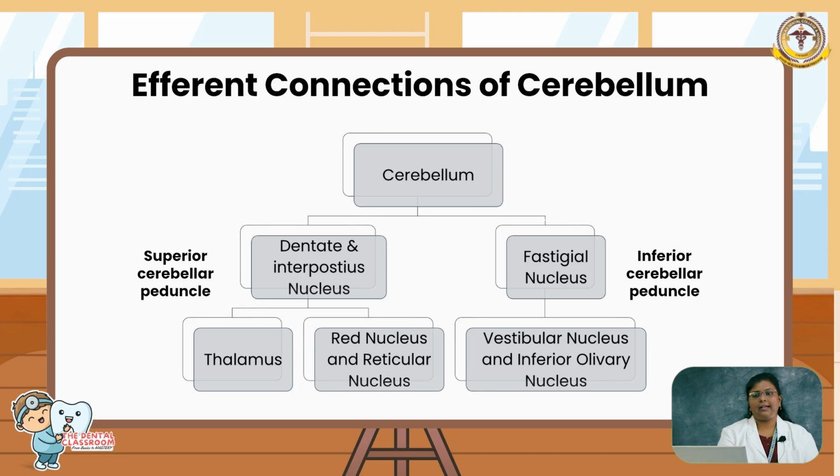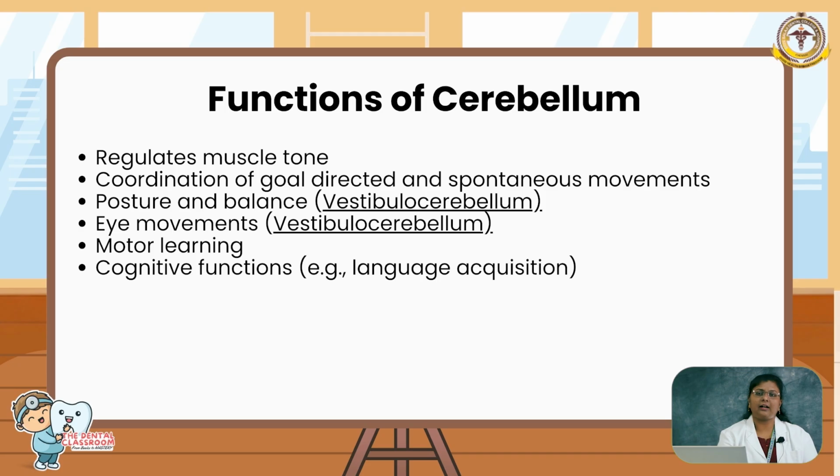Then via the dentate and interposterior nucleus, it sends the outputs to the thalamus, red nucleus and reticular nucleus via the superior cerebellar peduncle. So what are the functions of the cerebellum? It regulates the muscle tone, and helps in coordinating goal-oriented and spontaneous motor movements. It helps in correction of posture and balance. It is also involved with eye movements and motor learning, and in cognitive functions for language and learning skills.